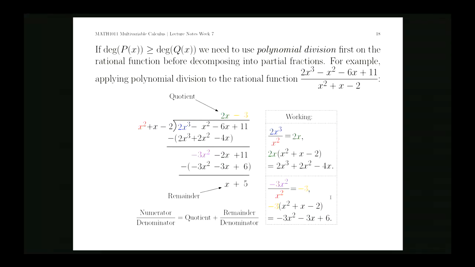Now, this is one of those things where it's easier if you watch me do it from beginning to end. So I'm going to redo this one by hand to show you what's going on. It's very straightforward, but it's one of those things that's easy to see.